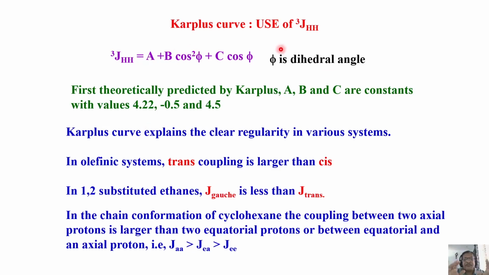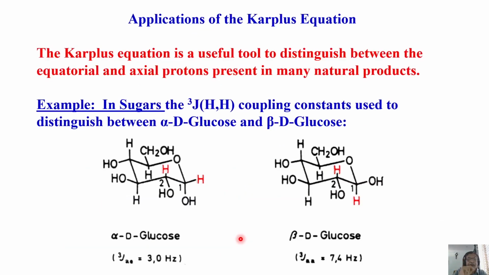The most interesting information you can get from the Karplus equation is in the olefinic system. If you know the coupling, you should remember that trans coupling is larger than cis. In substituted ethanes, gauche coupling is less than trans, and similarly equatorial, in the other case, cyclohexane, we discussed. Now, an important application is that the Karplus equation can help you distinguish between axial and equatorial protons, especially in some natural products, based on the coupling strength. It's very important information.